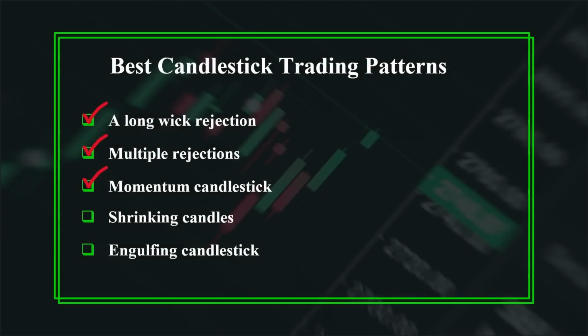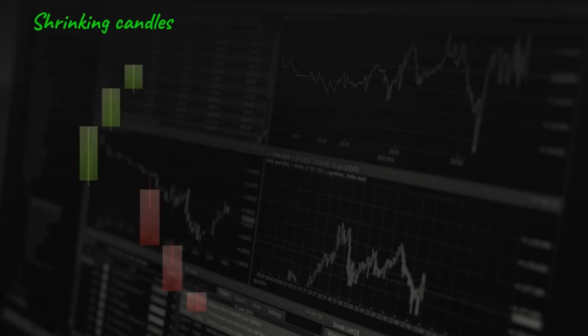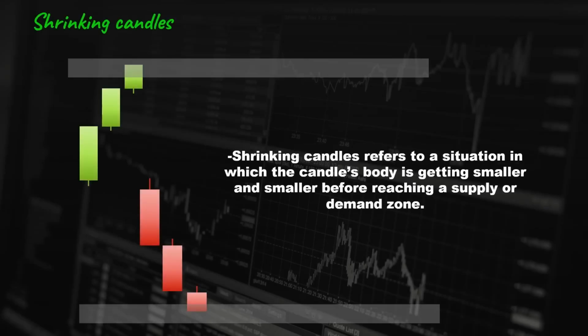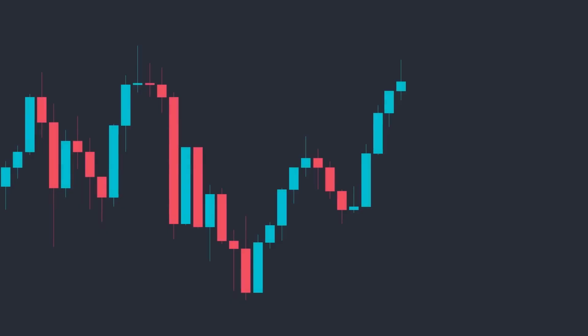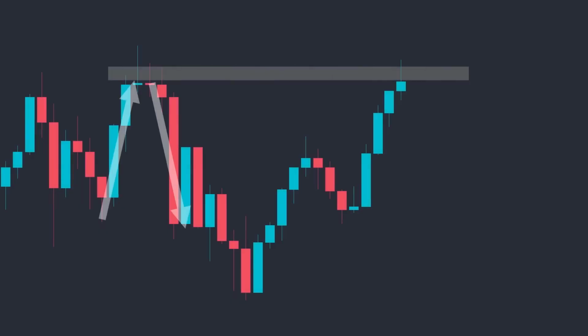Now let's move on to the next pattern. Number 4. Shrinking candles. Shrinking candles refers to a situation in which the candle's body is getting smaller and smaller before reaching a supply or demand zone. Here on the chart, the price came up, hit, and reversed, giving us a key level of resistance. Notice how the candle's body gets smaller as the price approaches this level.